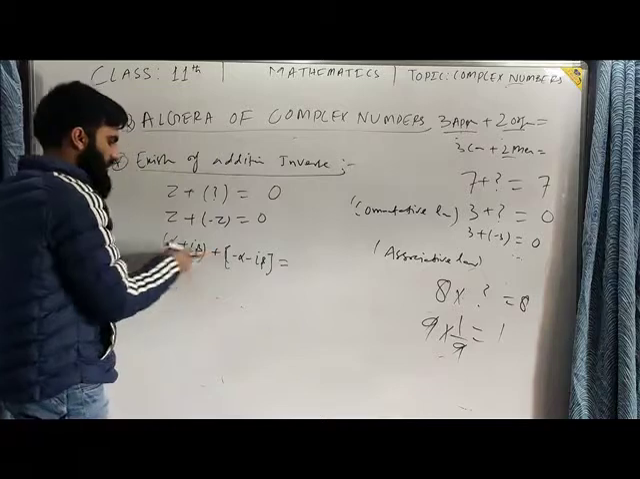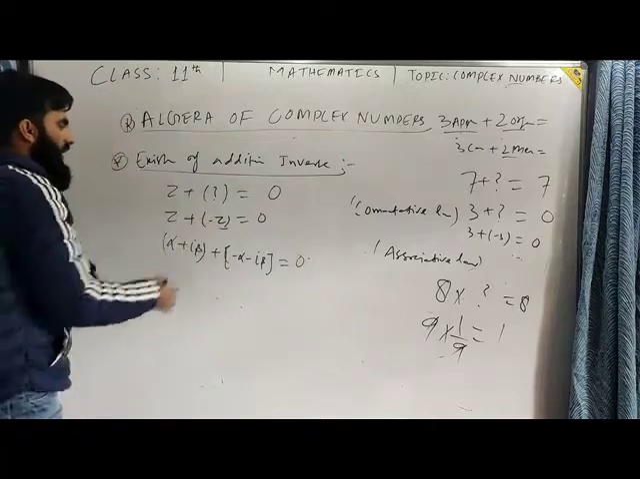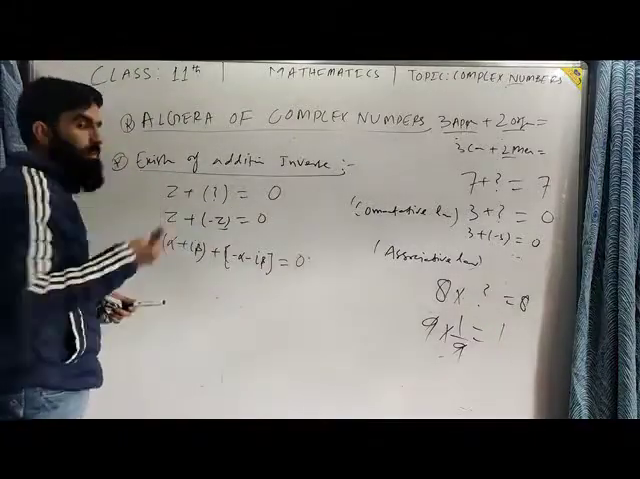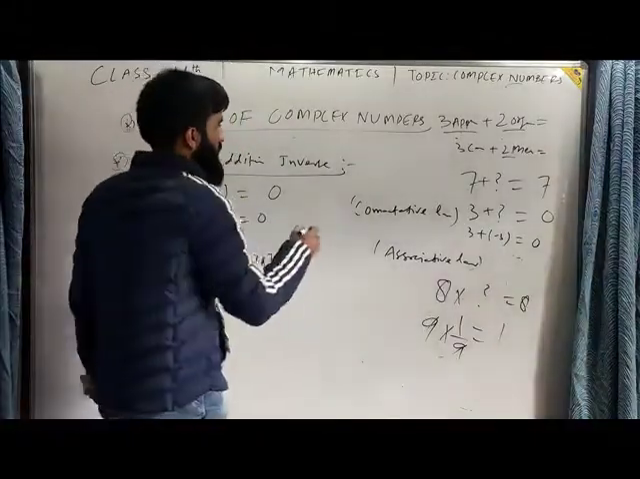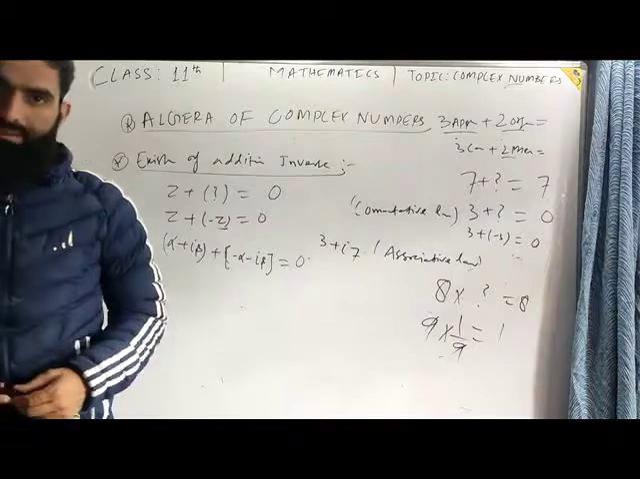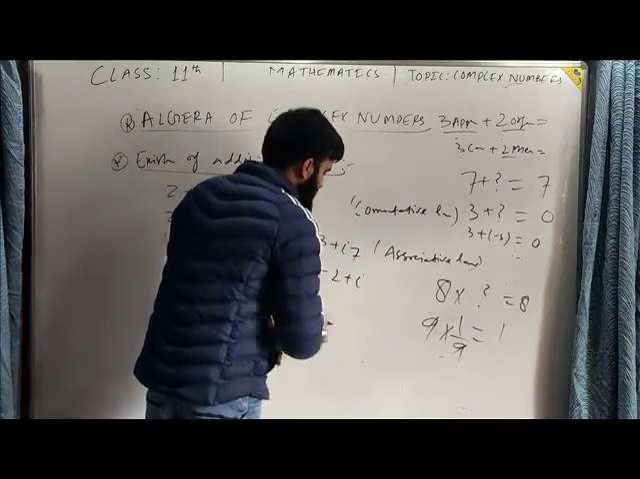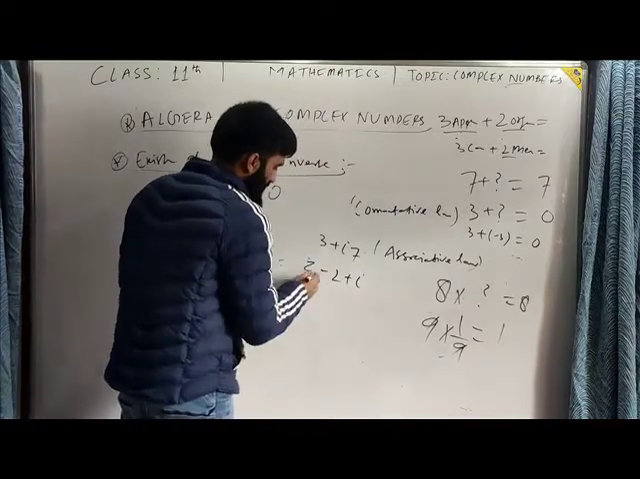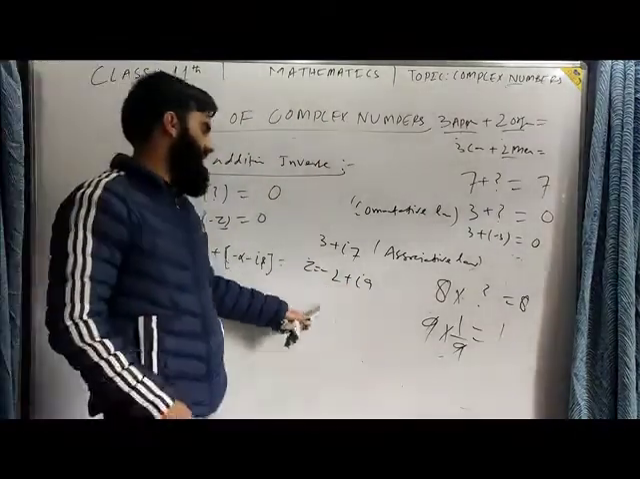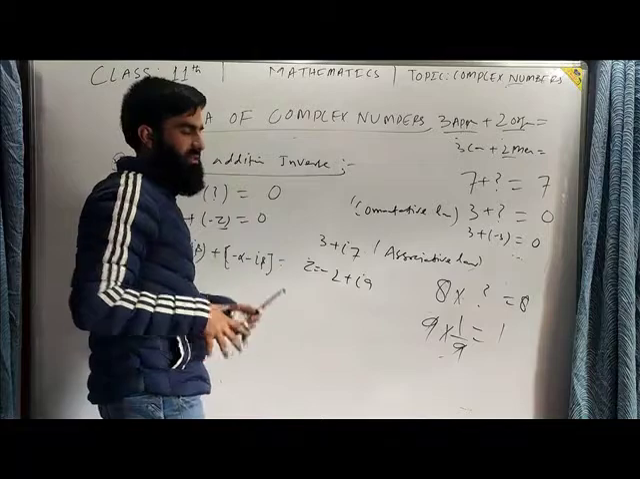If you neutralize it, alpha and alpha will cancel out, iota beta and iota beta will cancel out, and you will get the value as 0. So the additive inverse of a complex number is the negative of that complex number. If anybody asks you the additive inverse of 3 plus iota times 7, it is minus 3 minus iota times 7. If z is equal to minus 2 plus iota times 9, find the additive inverse of this complex number. The additive inverse is plus 2 minus iota times 9. That's the negative of the number. Remember this once and for all.